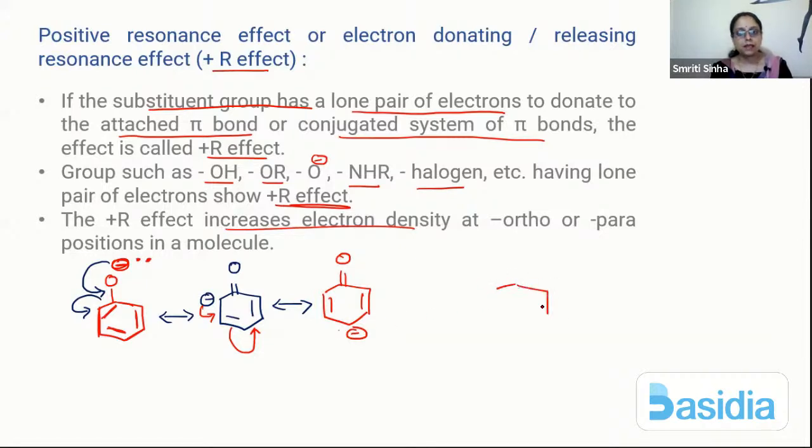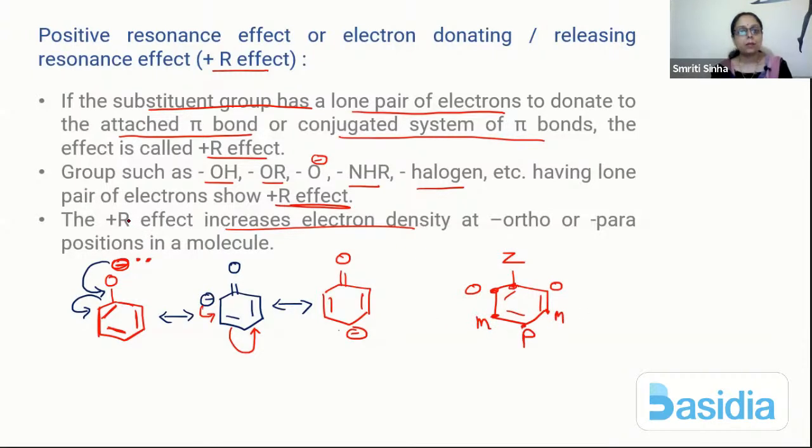I should make it clear: in this benzene ring, there is no ortho and para position. Many times this is asked, where is the ortho and para position in this benzene ring? There is no ortho and para position. But as soon as you place some group over here, it can be any group, now ortho and para positions come into existence. The carbon next to the carbon where the group is attached is called ortho. Next to ortho is meta and next to meta is para.